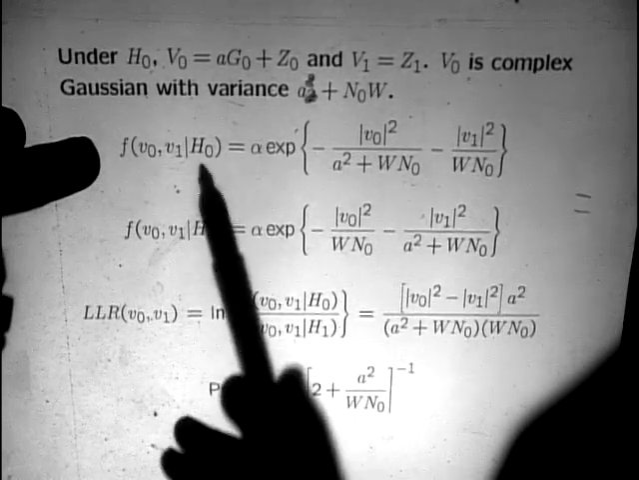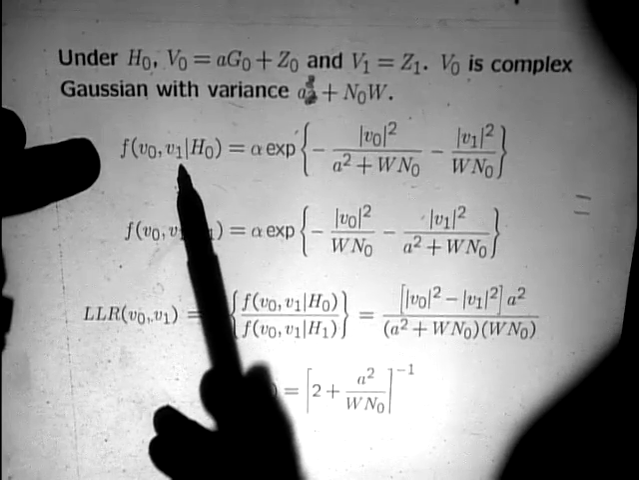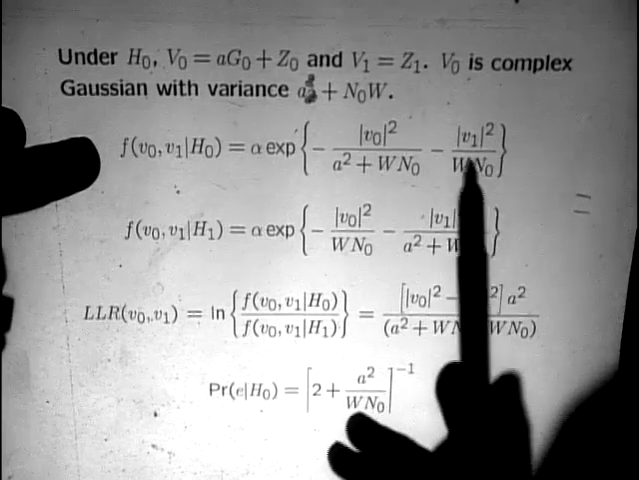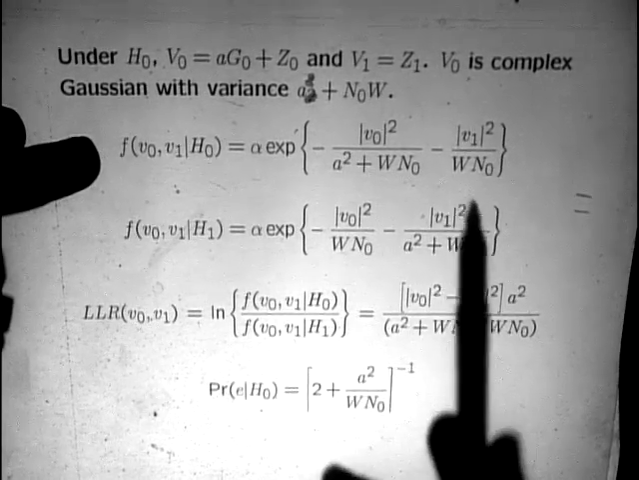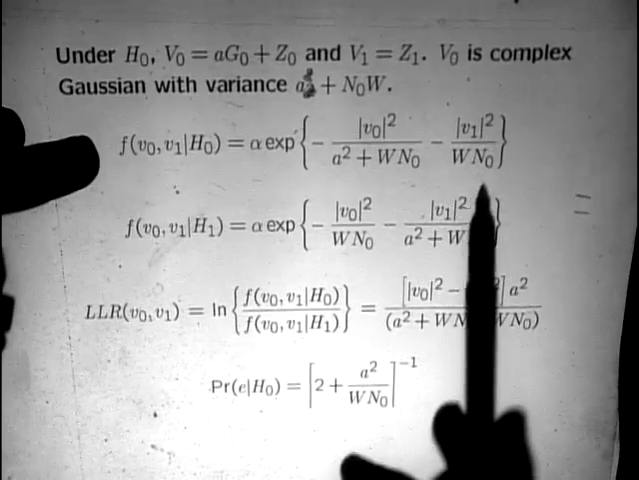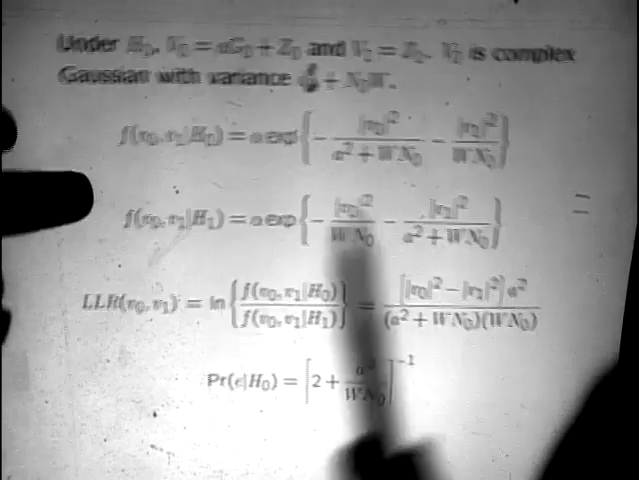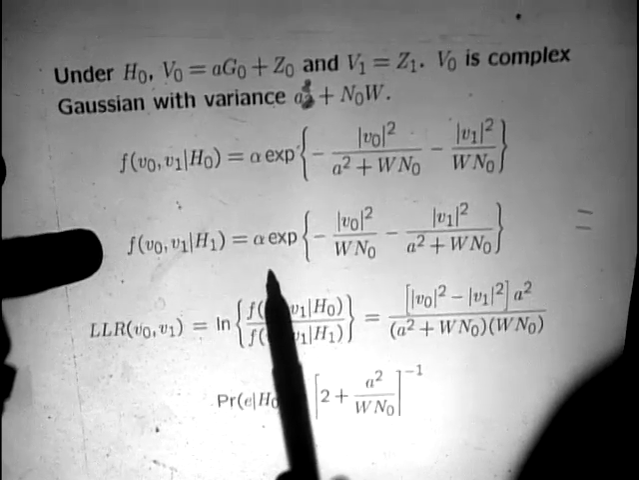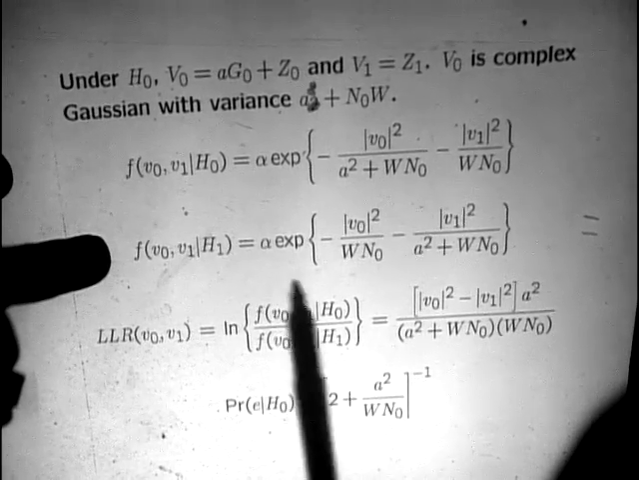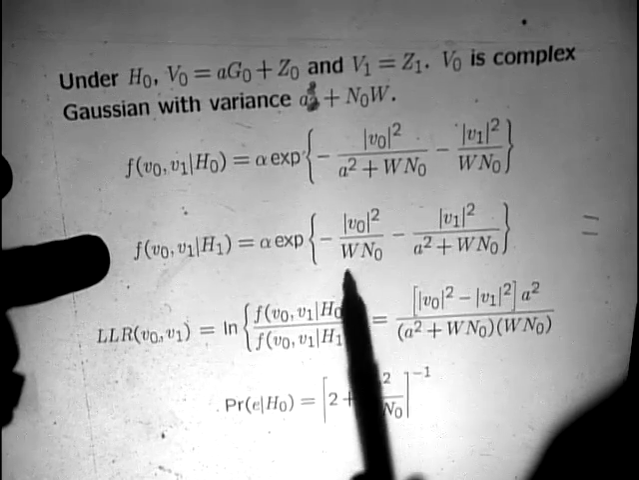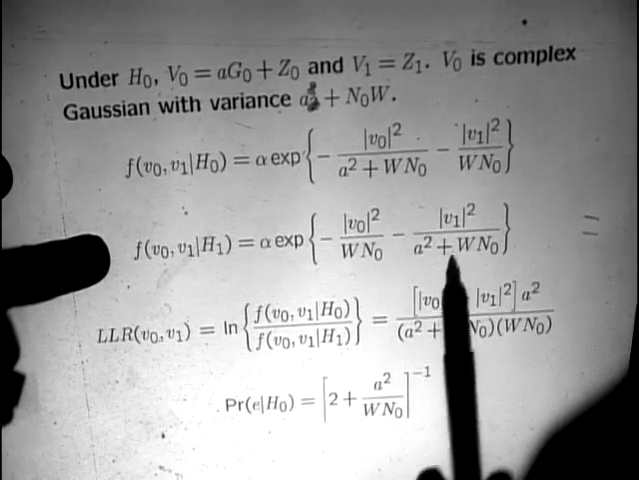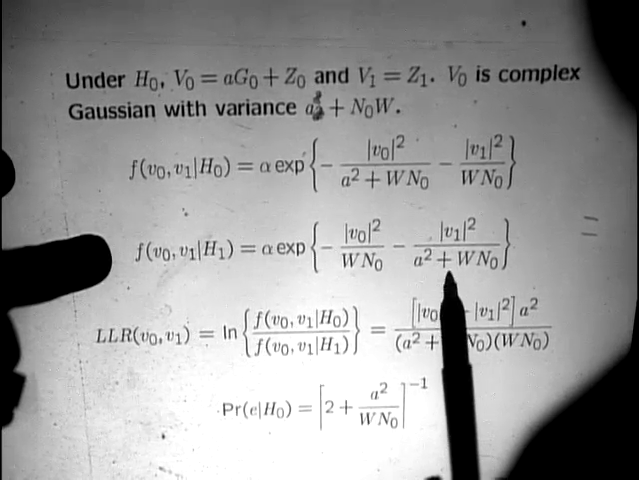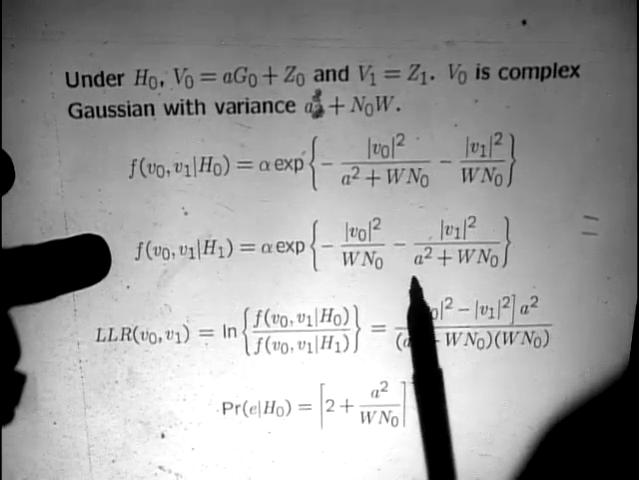And for the other random variable, that's the little blob random variable, the probability density of that is e to the minus V1 squared divided by WN0. For the alternative hypothesis, I get the same constant out front, which I haven't even bothered to write down, times e to the minus V0 squared over WN0. And here the other variable is the one where we have the big blob, so that's the variance A squared plus WN0.